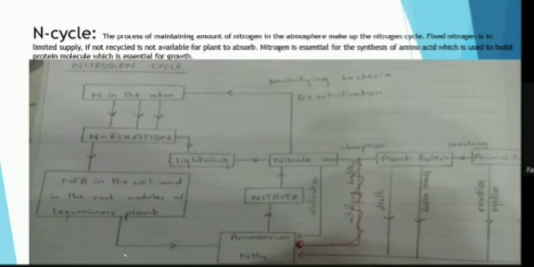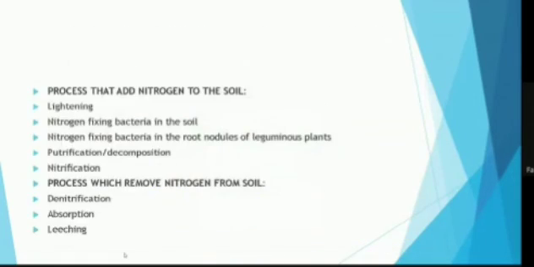Okay, so name the processes which are responsible for adding nitrogen to the soil. Number one, lightning. Number two, nitrogen fixing bacteria in the soil. Number three, nitrogen fixing bacteria in the root nodules of leguminous plants. That is all the three processes of nitrogen fixation. Putrefaction or decomposition is also responsible for adding nitrogen to the soil. Nitrification, that is conversion of ammonium ion to nitrite and then nitrate by nitrifying bacteria, is also responsible for adding nitrogen to the soil.